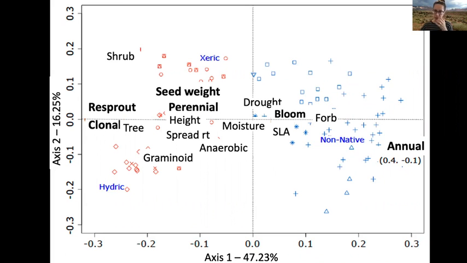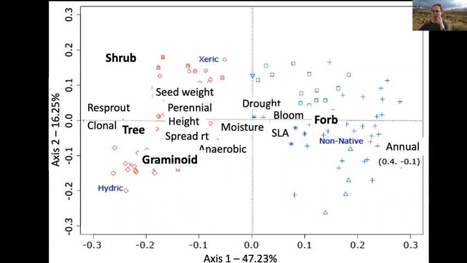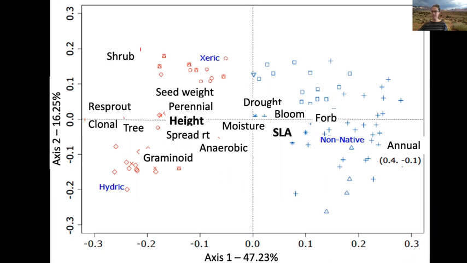The main result here is that reproductive traits, such as the ability to reproduce asexually, represented here by clonal, seed weight, and perennation, so perennial versus annual, are major factors in defining plant guilds. As are resource acquisition traits like life form, height, and specific leaf area. That's what this stands for.